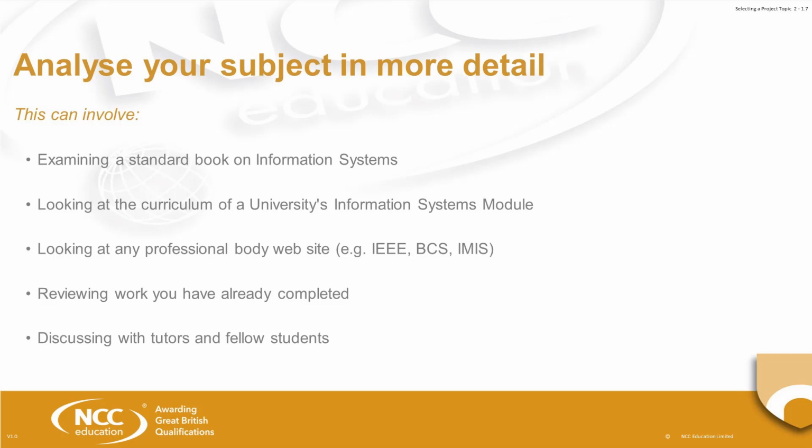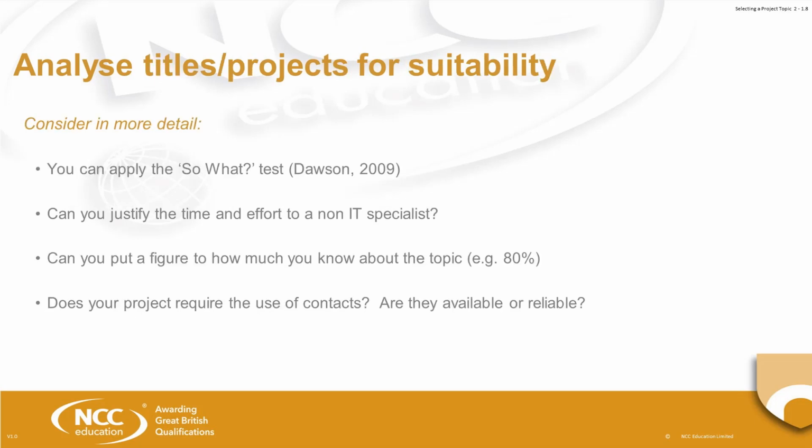There's professional bodies as well. You can look at their websites. There's the IEEE, British Computer Society, and the Institute of Management Information Systems. You can look at all of these websites and get an idea of the kind of topics that are covered. You can also look at the work you've already done. You will have done a number of modules already, so have a look at those and make sure that anything relating to information systems is dealt with as part of this subject. And of course, you've got fellow students, you've got tutors who are available to you online and in person to have a chat with. Okay, so you're going to have a look at projects and analyse them for suitability.